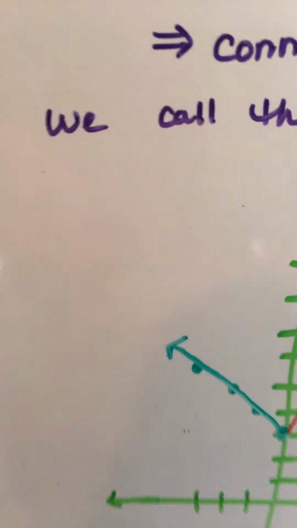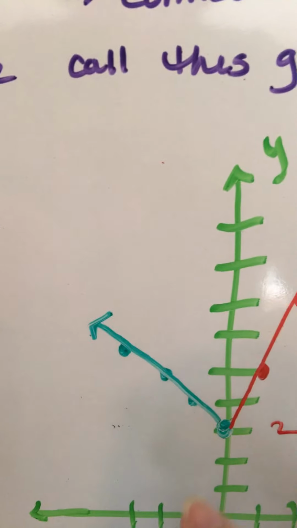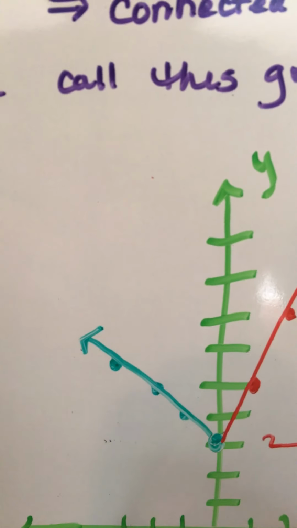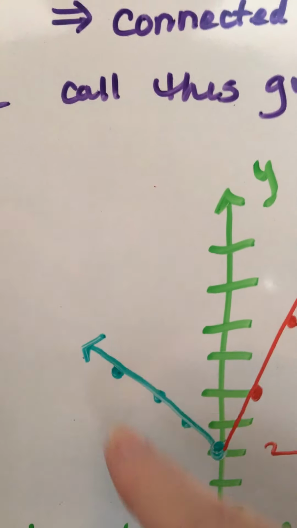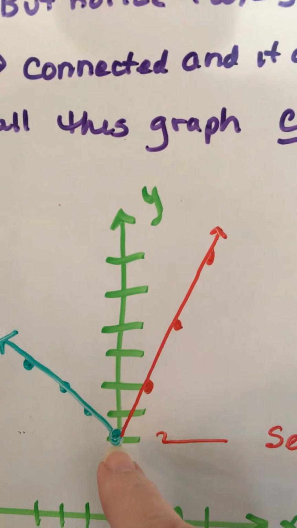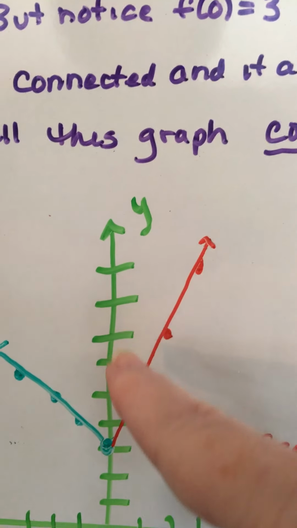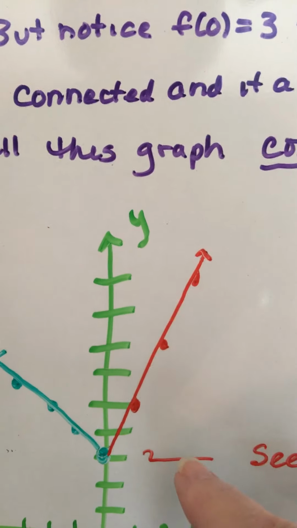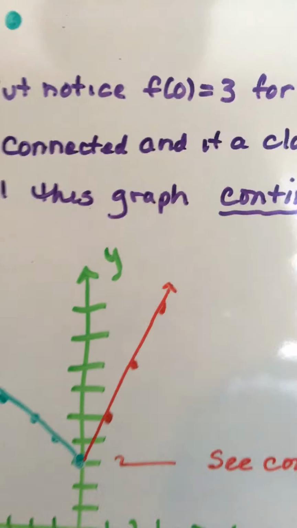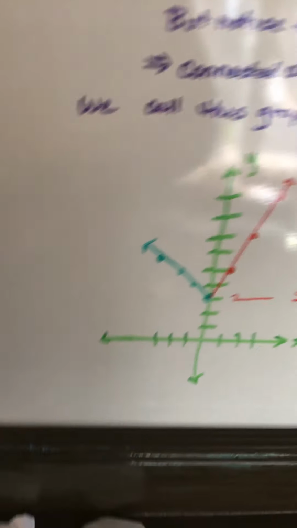So now when I come down here at 0, notice I plotted my 0, 3, my negative 1, 4, my negative 2, 5, my negative 3, 6, and I drew it. Over here, since they started at the same point, I plotted my points. I went from 1 to 5, 2 to 7, 3 to 9, and I drew my picture. So again, this is continuous. Now, we're going to continue on.